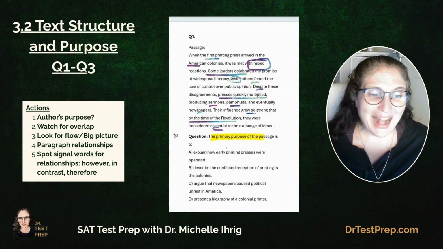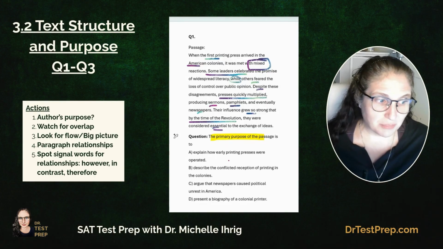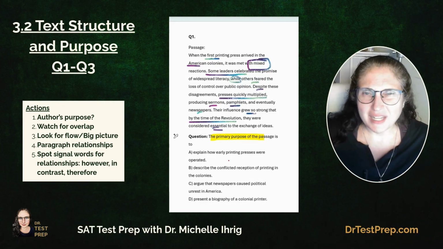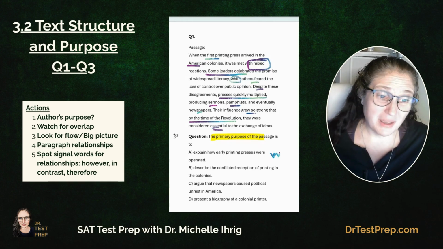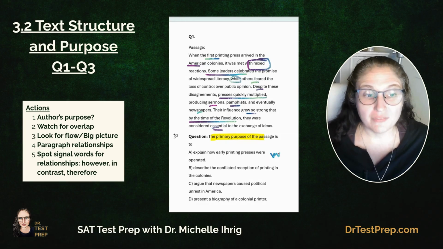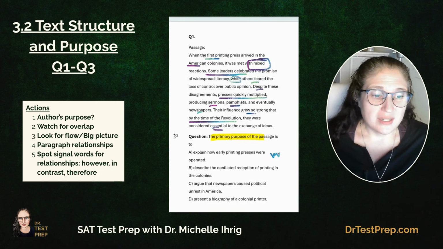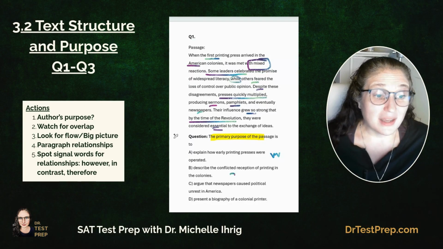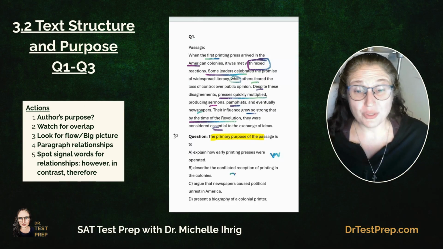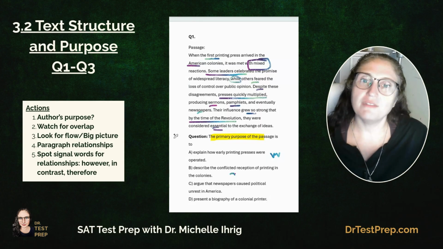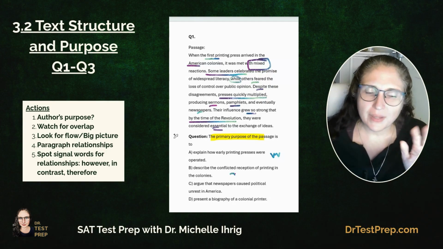To explain how early printing presses were operated. Well, it doesn't say first you put on the text and then you put on the paper and then the ink. This could be a maybe, but more we learned about why they were used, not the method of use. So that's a maybe-ish. To describe the conflicted reception of printing in the colonies. That's probably true because here we like it, here we don't like it, here we were doing sermons and stuff on it. So that seems pretty okay.